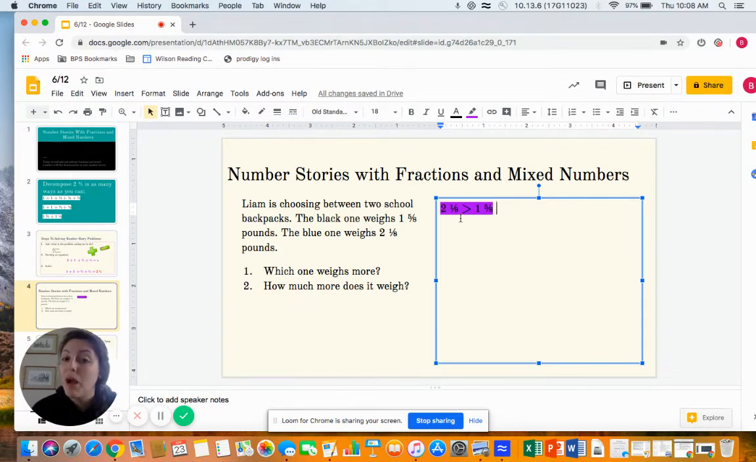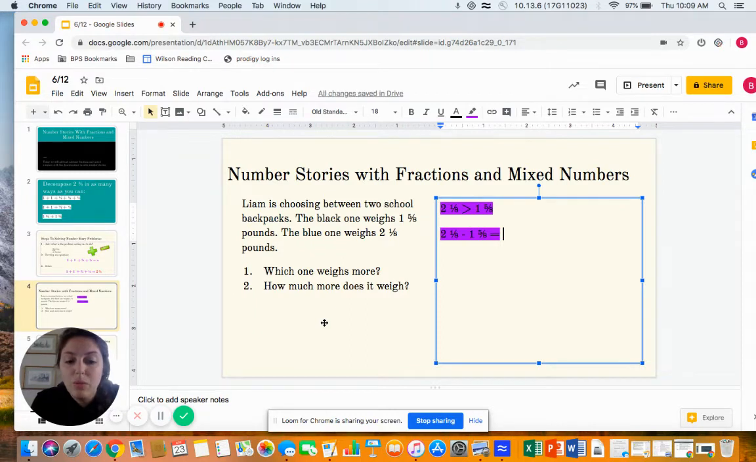The second part of our problem, though, is asking, how much more does it weigh? When I saw that part, how much more does it weigh, that let me know that I need to subtract here. So I'm going to develop my equation with an unknown. I'm going to subtract 1 5/8 from 2 1/8.